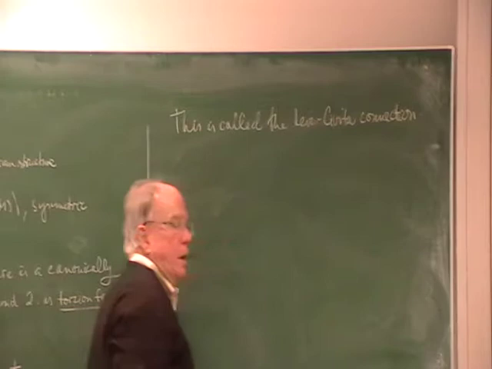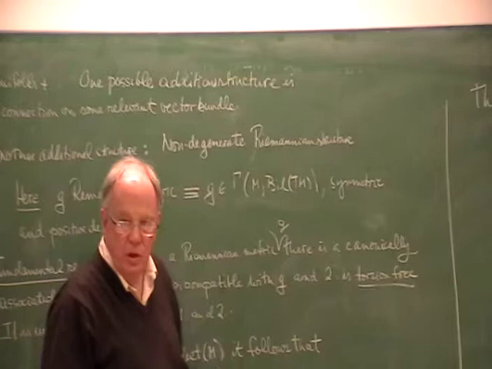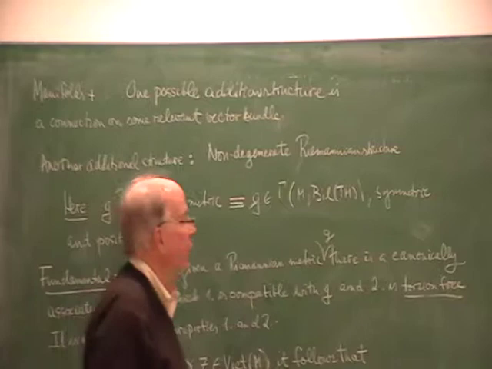If you're interested in, for example, the relativistic situation or something where you have non-degeneracy but not positive definite, you will see the proof has nothing to do with positive definite. It has to do with non-degeneracy. Okay? So this is also okay for pseudo-Riemannian things. So, also, okay.